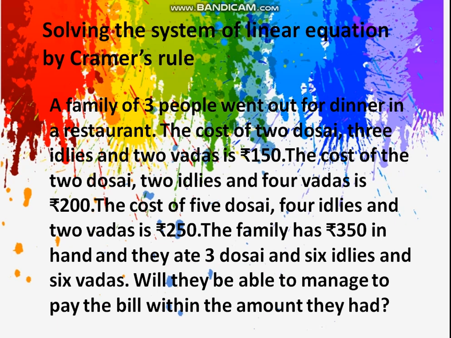A family of 3 people went out for dinner in a restaurant. The cost of 2 dosai, 3 idlis and 2 vadas is rupees 150. The cost of 2 dosai, 2 idlis and 4 vadas is rupees 200. The cost of 5 dosai, 4 idlis and 2 vadas is rupees 250. The family has rupees 350 in hand and they ate 3 dosai, 6 idlis and 6 vadas. Will they be able to manage to pay the bill within the amount they had?